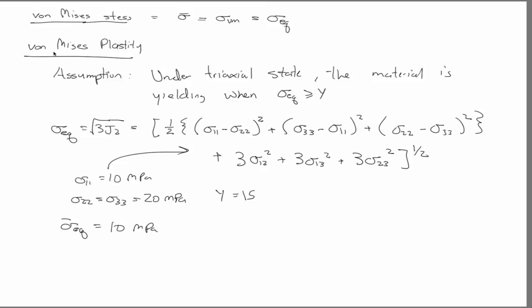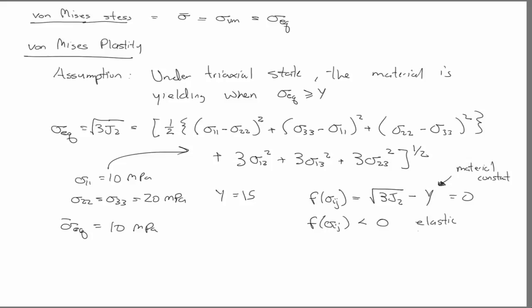And so what we do in von Mises plasticity is we basically say that there's some function of the stress that's equal to the square root of 3J2 minus Y is equal to 0. And Y is a material constant. Okay. And so when this function is less than 0, the material is elastic. When this function is equal to 0, it's plastic.